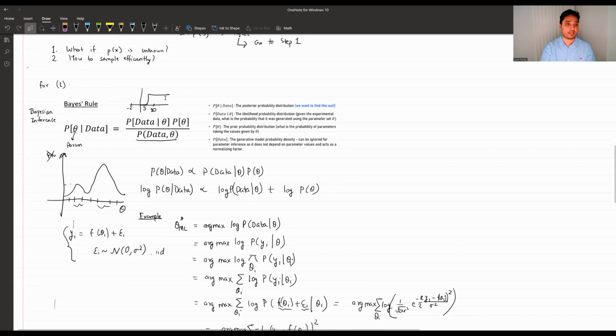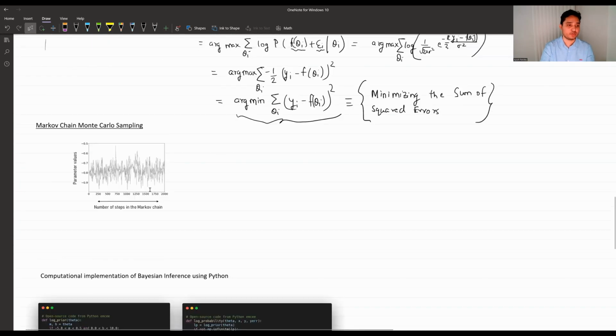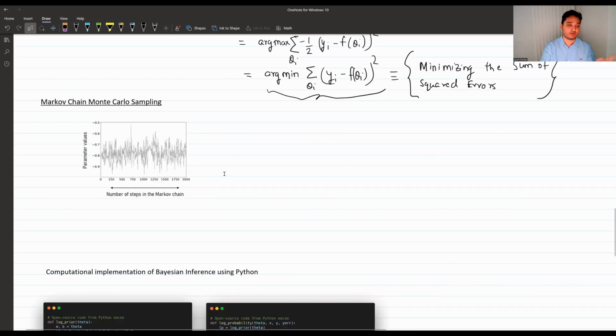The second problem was how to sample efficiently, and that is the topic of another lecture. But just to go into it quickly, Monte Carlo sampling is what we did earlier, which was the random sampling, but we can do it smartly. That's called the Markov chain Monte Carlo sampling, or MCMC. I won't go into the theoretical details of this, but suffice to say that it creates a Markov chain, and it looks at how the previous sample performed in order to propose the next sample.